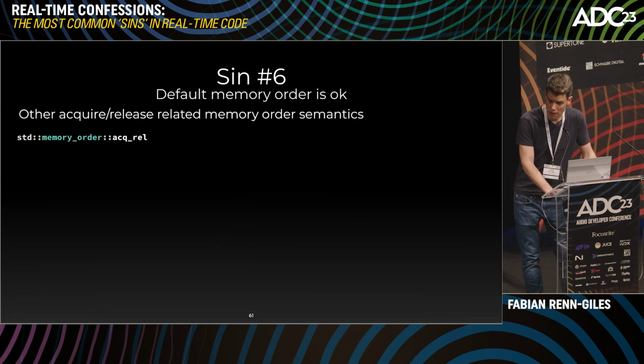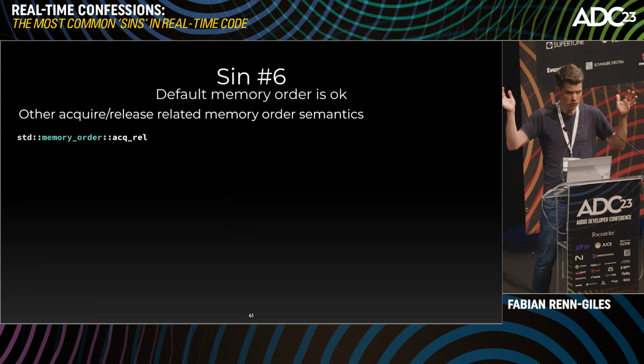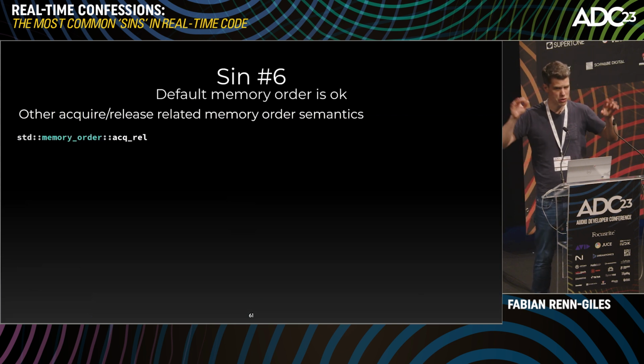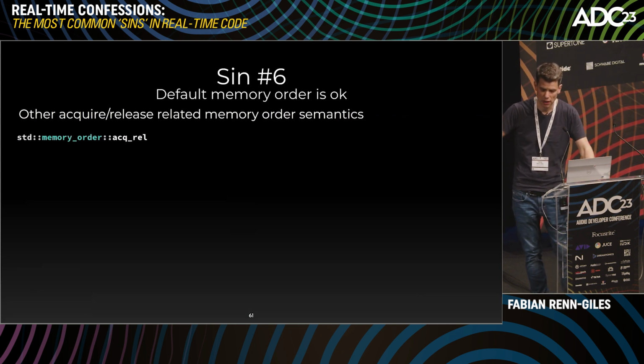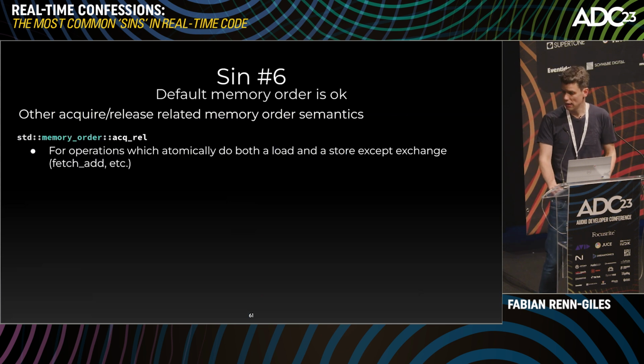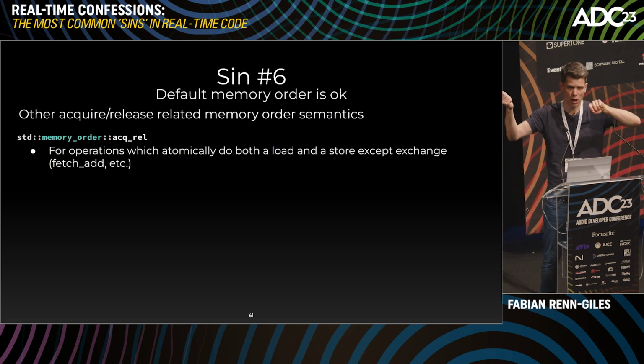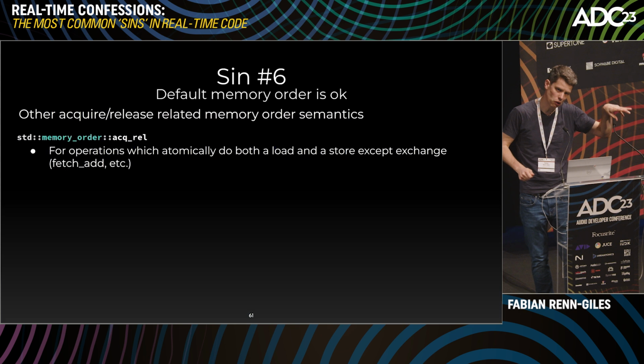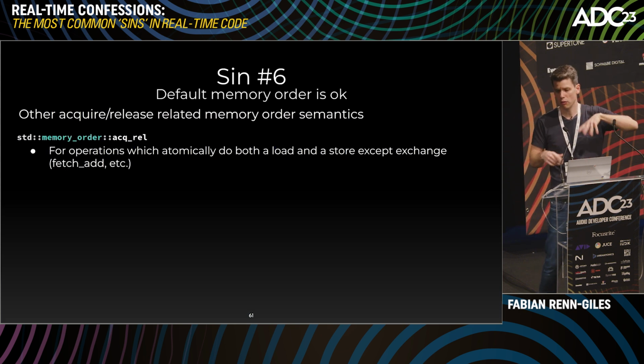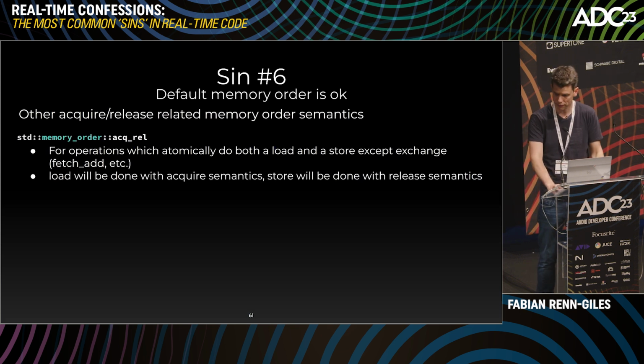So, other memory orderings, but those are the most important ones. If you understood that one, you'll understand all the other ones easily. There's also acquire-release. That's just for operations where you have a store and a load. For example, fetch add needs to do a load and a store atomically. So it will do the acquire on the load part, and it will do the release on the store part.